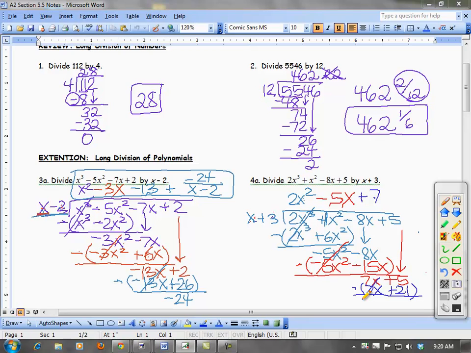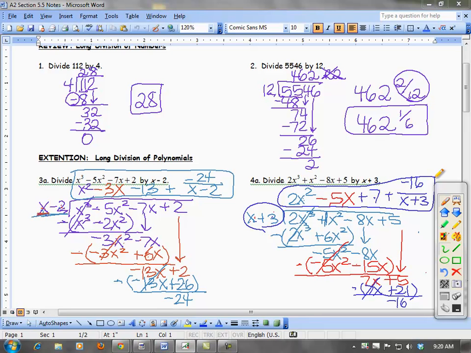5 minus 21 is negative 16. So my remainder should say plus negative 16 over whatever I divided by, the x plus 3, and here's my answer. Okay, it's called a quotient. So the long division is going to walk you step by step through this. We will do a warm-up like it in class, but this is the long division part. And our goal basically is to figure out, if I take an x plus 3, this linear factor out, what is left in my polynomial.